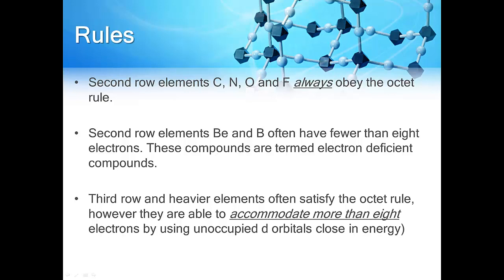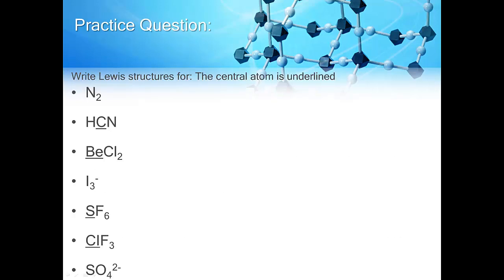Second row elements, carbon, nitrogen, oxygen, and fluorine, always obey the octet rule. Beryllium and boron can have fewer than 8 electrons, and they're termed electron deficient compounds. Your third row and heavier elements often do satisfy the octet rule. However, they are able to accommodate more than 8 electrons using unoccupied d orbitals. That's if it's the central atom and if it needs to. You'll understand what this means as you practice some more.